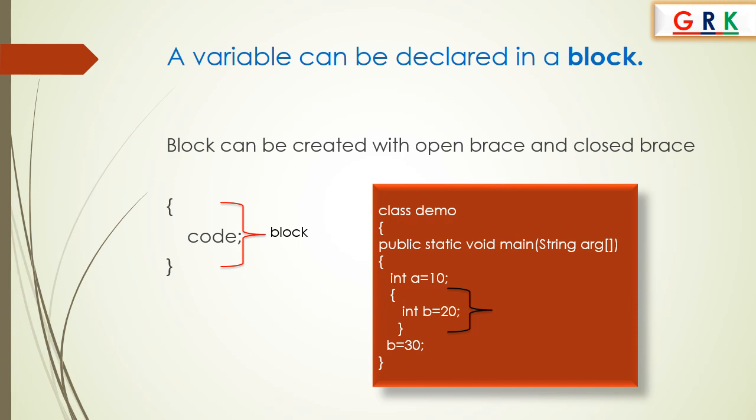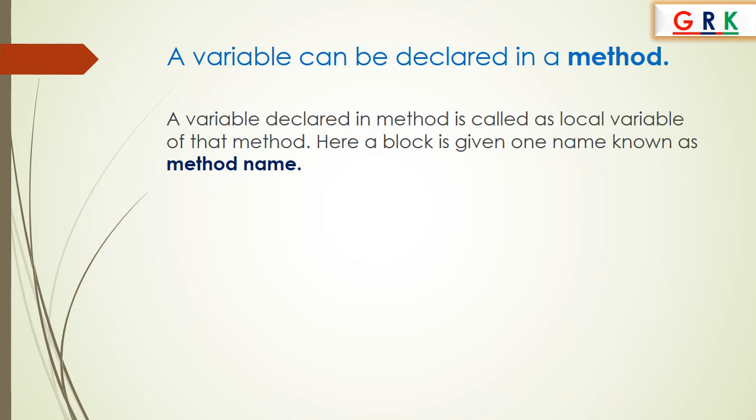So this is one way of declaring a variable, in a block without a block name. The second type is a variable created in a method. A method is the same kind of block, but this block is given a name. Let us see the example, with an open brace and closed brace. This represents one block, and in that block we can write the code.